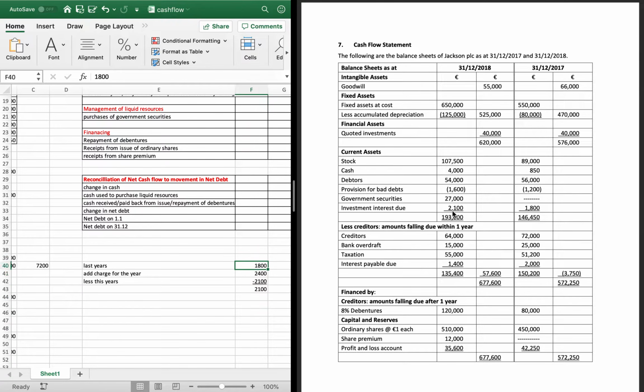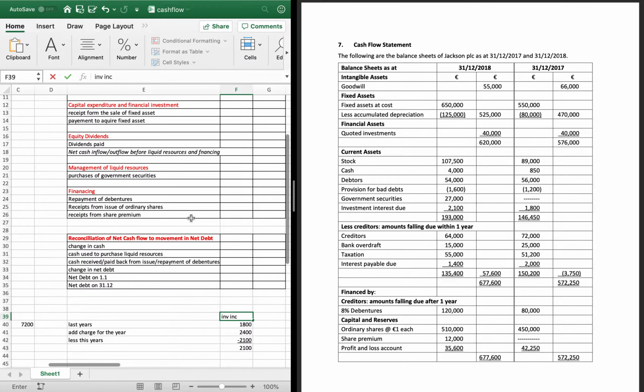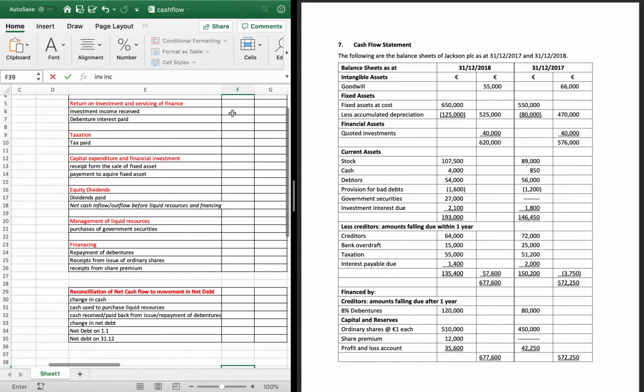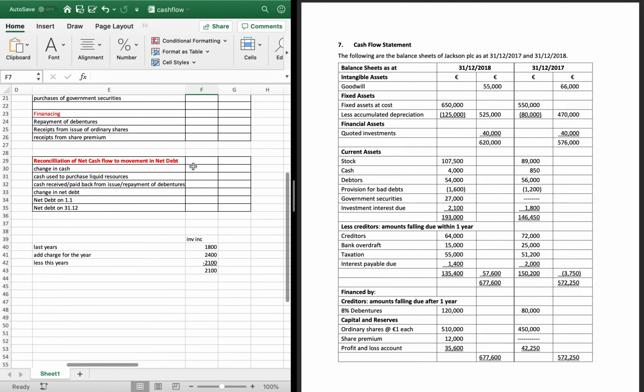So for investment income, you have received 2,100. Now, these are pluses. You've received 2,100, so we're going to put that there as a plus. For debenture interest, if we do the same thing, now I can just keep using the same little profile. I don't have to keep writing it out.